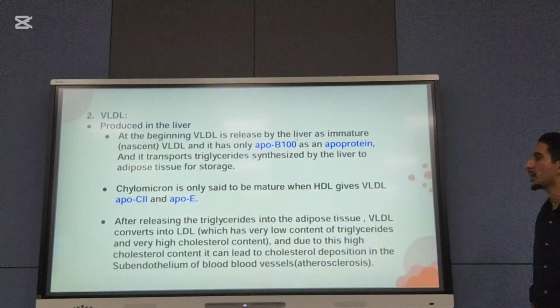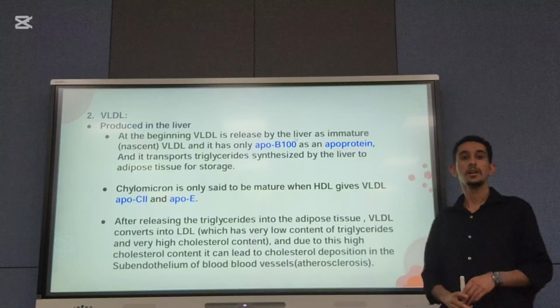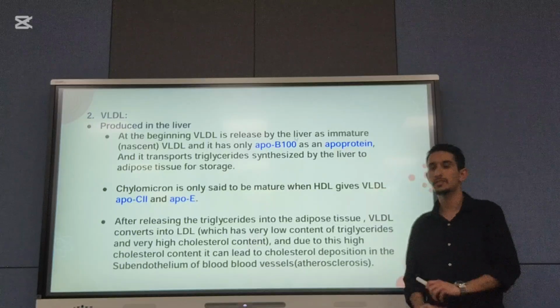خلاص, that's the end of the chylomicron story. That's it for the chylomicron. طيب, VLDL has the exact same story of chylomicron. There is no difference.